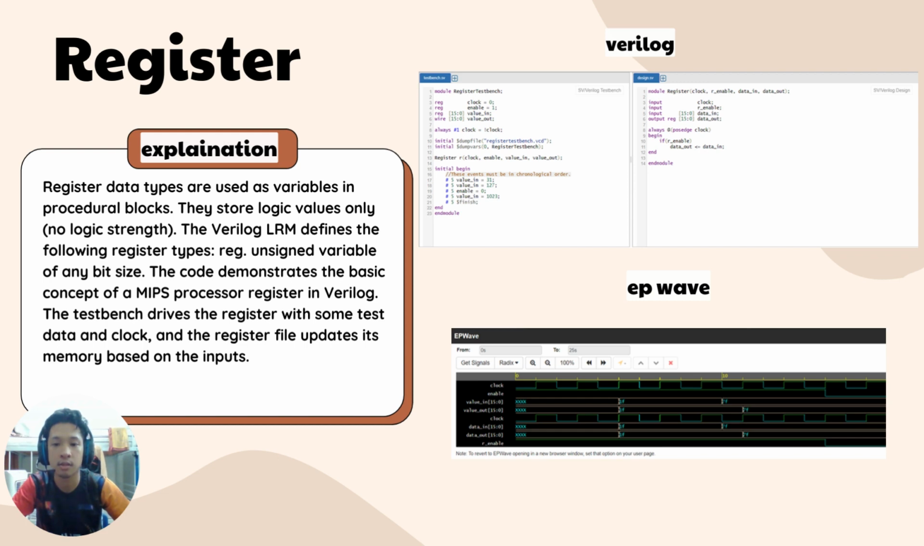What is register? Register data types are used as variables in procedural blocks. They store logic values only, not logic strings. The Verilog defines the following register types. A register is an unsigned variable of any bit size. The code demonstrates the basic concept of a MIPS processor register in Verilog. The test bench drives the register with some test data and clock, and the register file updates its memory based on the input. So as you can see, the Verilog code shows the EP wave as a figure that I have attached in the slide.